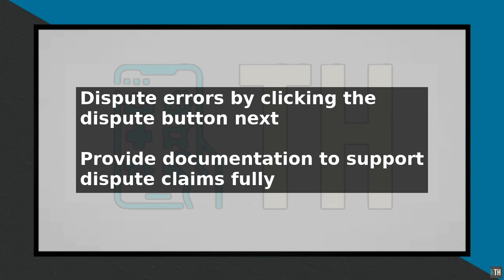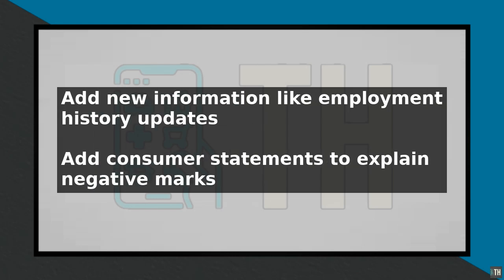To dispute an error, click on the Dispute button next to the incorrect information and follow the prompts to submit a dispute request. You will need to provide documentation to support your claim, such as a copy of your identification or proof of address. Experian will investigate your dispute and update your credit report if the information is found to be incorrect. You can also add a consumer statement to your credit report to explain any negative marks, such as a late payment or account closure.